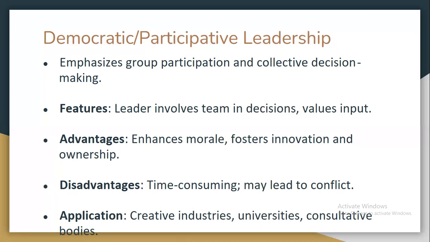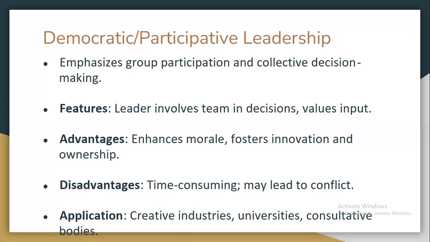Why? Because their inputs are valued, because whatever decision comes up is a collective decision that is made, not just the decision of the leader. So it makes the followers own whatever decision is made. And when instructions are given, it is easier to have the followers comply.